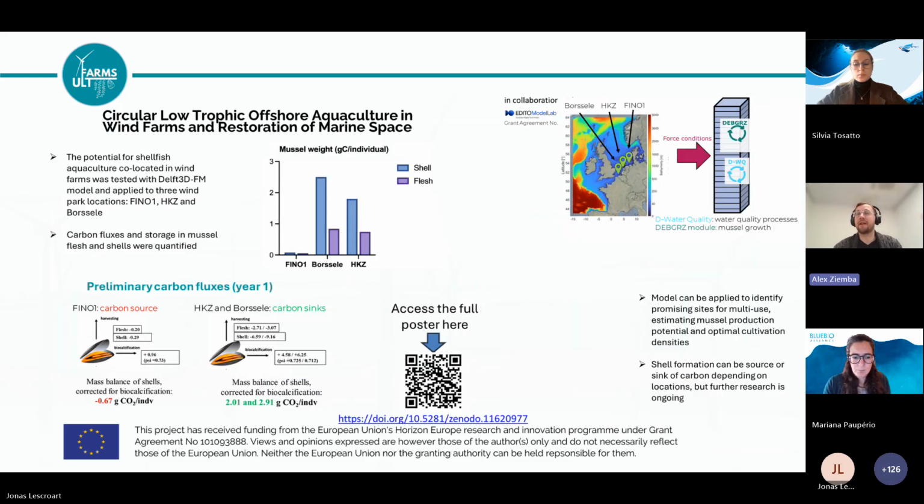If we go one slide further, we show that we also have done this for mussels across the entire North Sea, in consideration of potential carbon sequestration and sinks for blue mussel, as well as the production potential and suitability zones. You can see the DOI for the poster here. And my last slide is next.